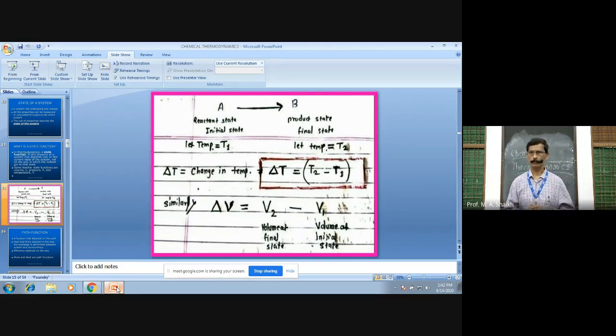Let us take another example. Volume is also a state function. Therefore, we can find change in volume. How to find change in volume? V2 minus V1. What is V2? Volume at final state, and V1 is volume at initial state. How to show change in volume? Delta V. So in this chapter, we have to keep in mind, number 1 is for the initial state and number 2 is for the final state.